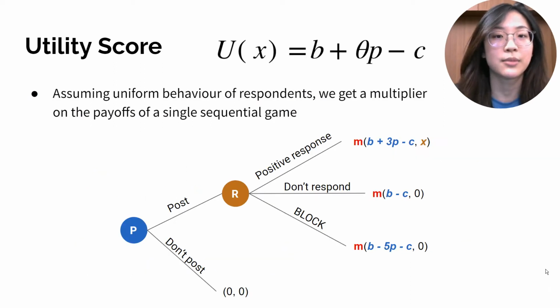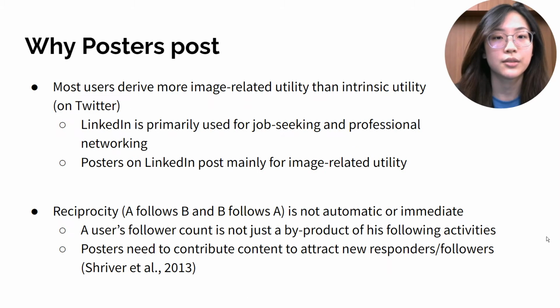This effect can then be summarized as a multiplier on the payoff of a single sequential game, assuming respondents are uniform in their behavior. Referring to the study on Twitter, most users of social media derive more image-related utility than intrinsic utility. However, since LinkedIn is a platform mainly used for professional networking and job seeking, posters on LinkedIn mainly post for image-related utility. Additionally, we cannot assume that reciprocity is automatic nor immediate, and posters must also contribute content to increase their responder or follower count in addition to the following activities.